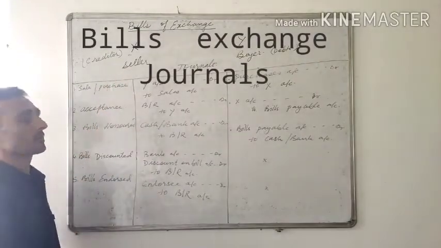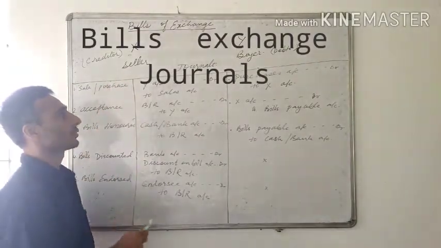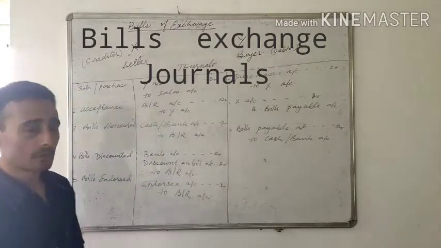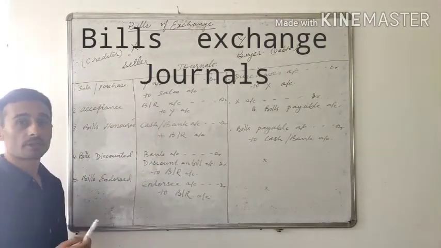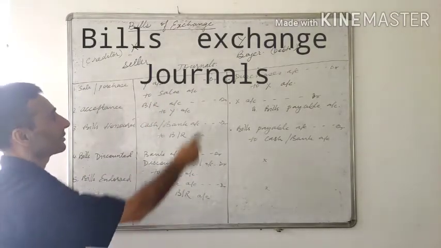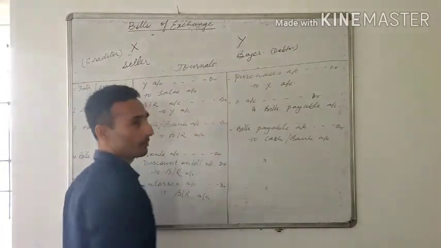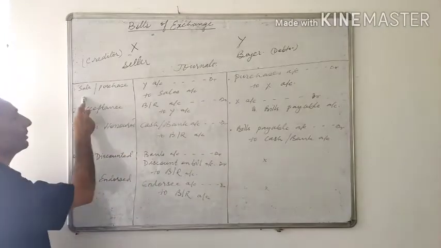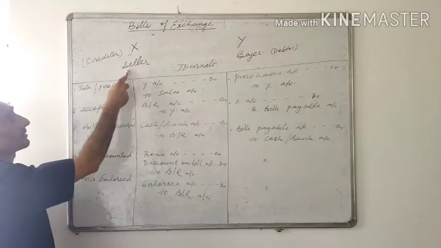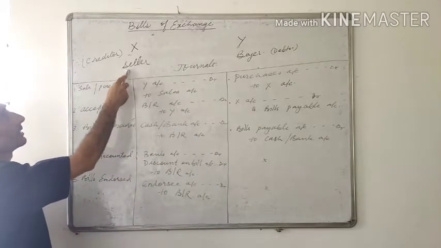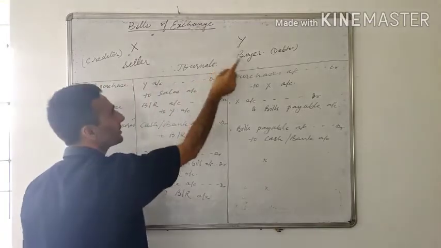So in this chapter, bills of exchange, what you have to do is write the journal entries. So here we have to know what are the different journal entries to be written. The journals are recorded in the books of seller and also in the books of buyer. So here number one, sell or purchase. Here X is selling and Y is buying.